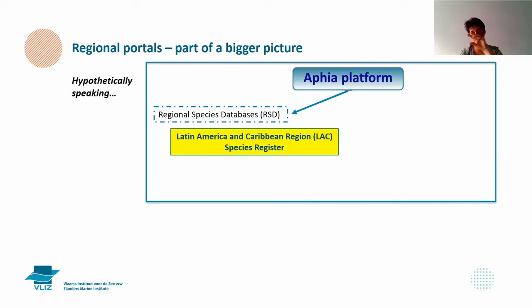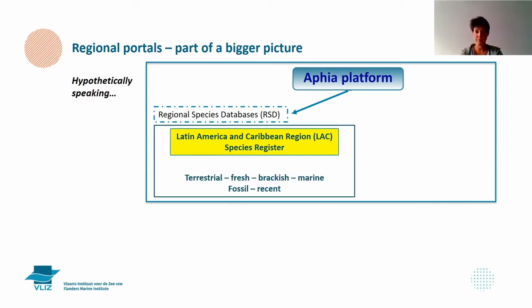Remember the distinction that I showed on the Aphia platform level, so regional, thematic, and global. So since this is for a specific region, it would be a regional species register. And it can contain everything: terrestrial, fresh, brackish, marine, and also fossil and recent taxa in there.